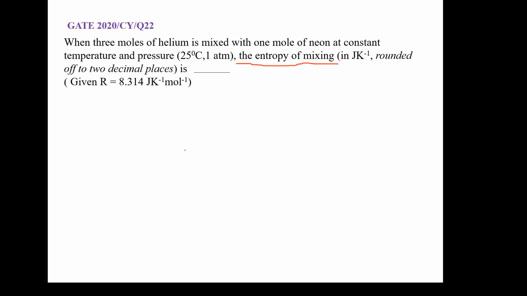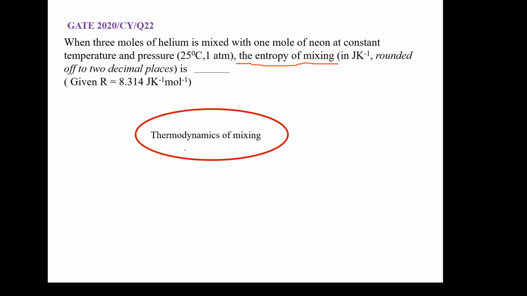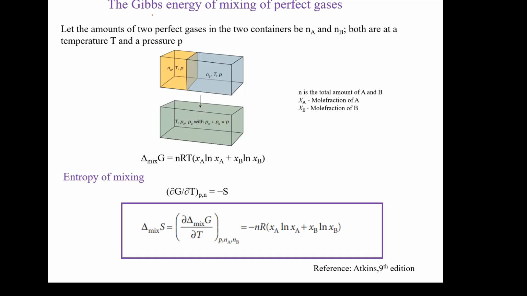To answer this question, the main concept of which we need a basic understanding is the thermodynamics of mixing. Let us have a brief understanding of what is Gibbs energy of mixing and entropy of mixing. Say, for example, two perfect gases are taken in two containers, Na and Nb, both at temperature T and at pressure P. To calculate the delta G of mixing, we calculate the difference between the Gibbs energy before mixing and the Gibbs energy after mixing.